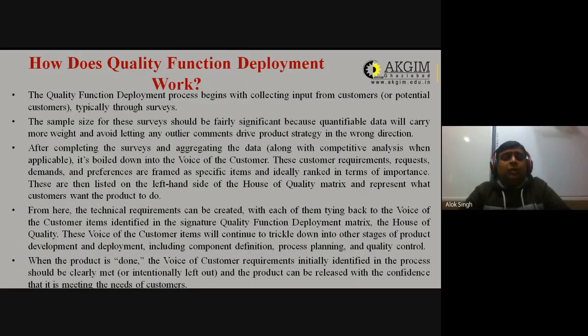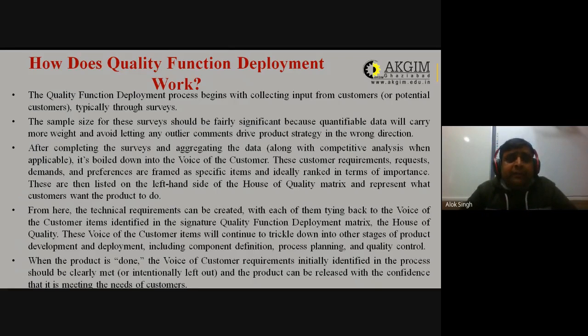Okay, the sample size for these surveys should be fairly significant, because quantifiable data will carry more weight, and it avoids letting any outlier comment drive product strategy in the wrong direction. Meaning you should take a substantial sample, basically, to judge what the various parameters are that customers are considering. Okay, so if you get quantifiable data, that would be much better for you than having only qualitative data. Okay, so you should look for qualitative as well as quantitative data, both.